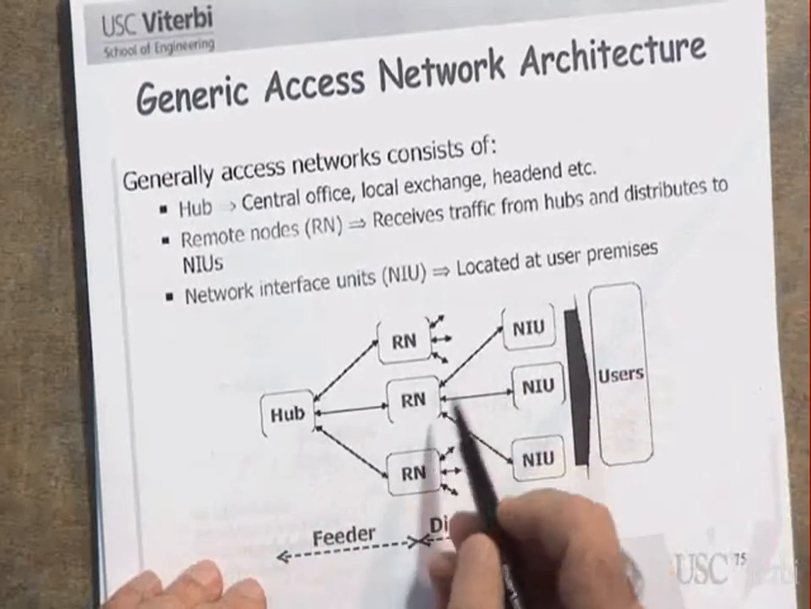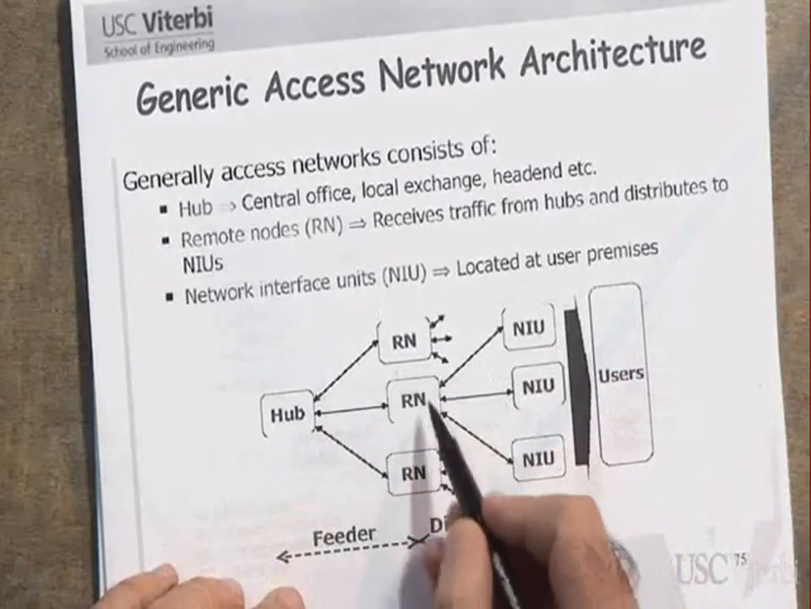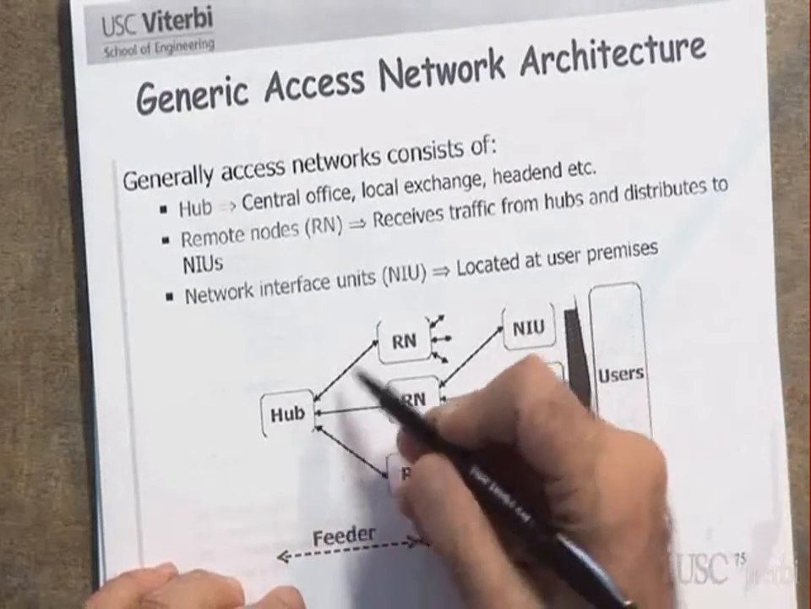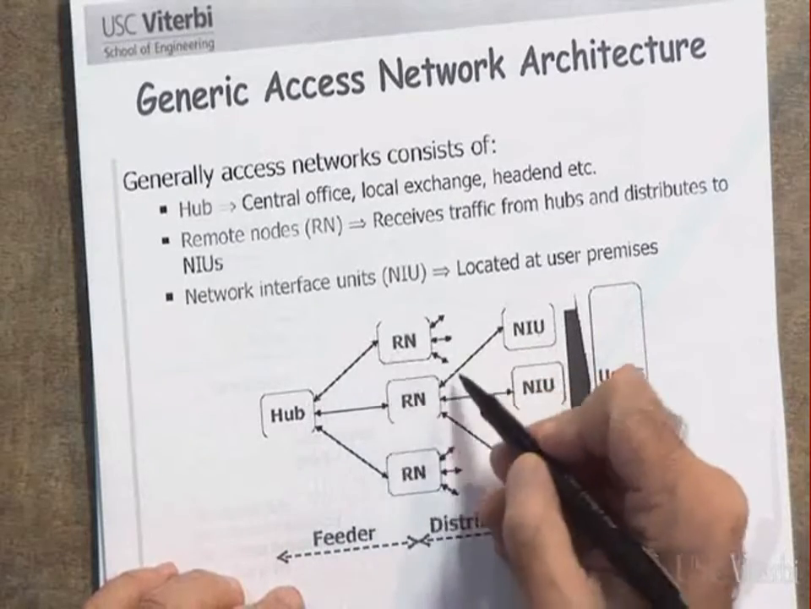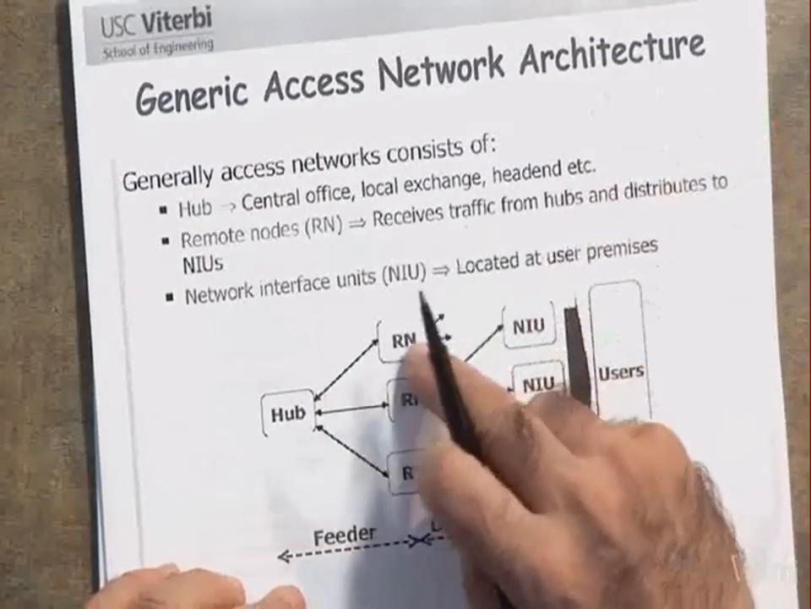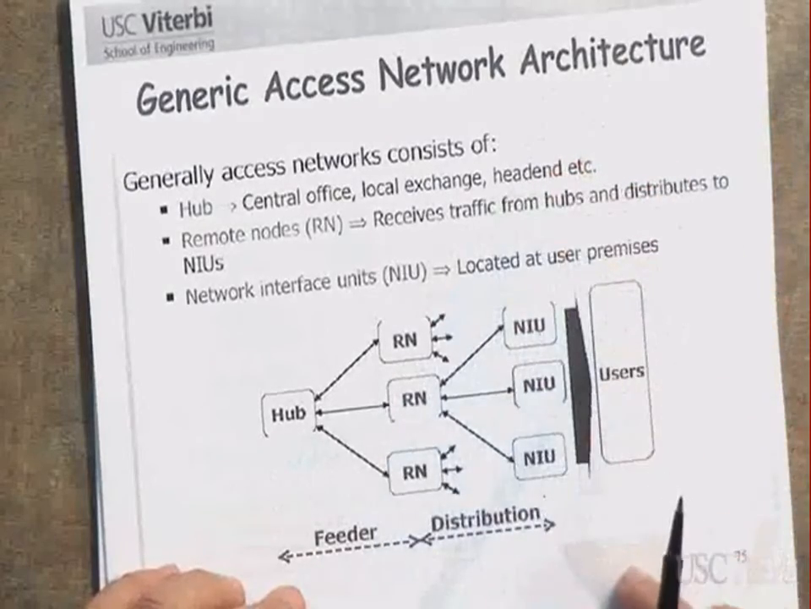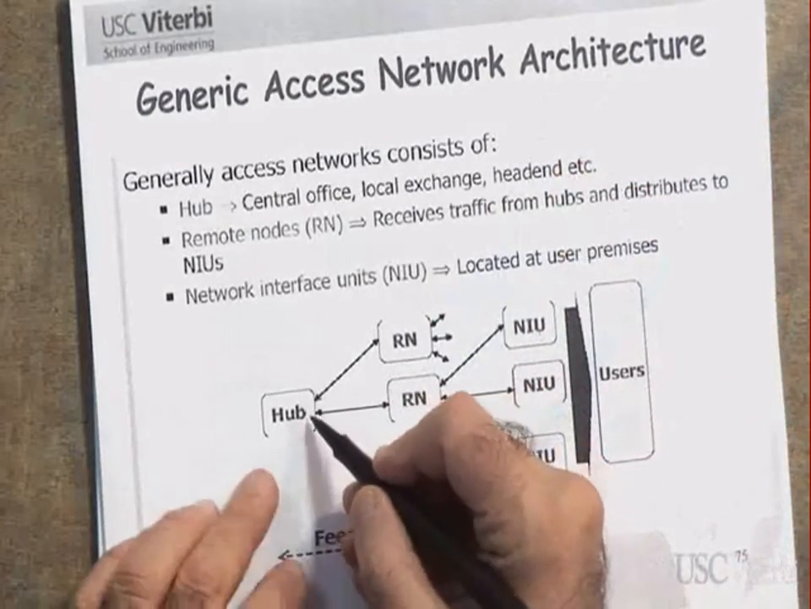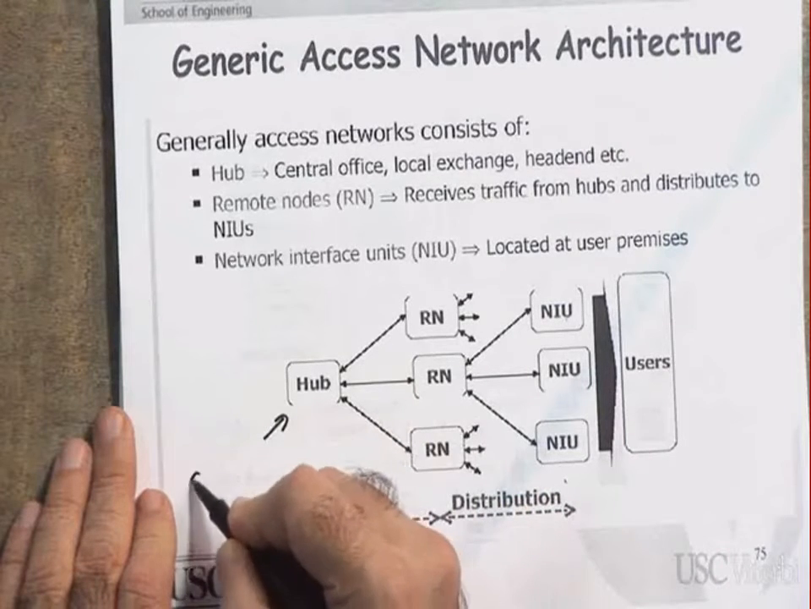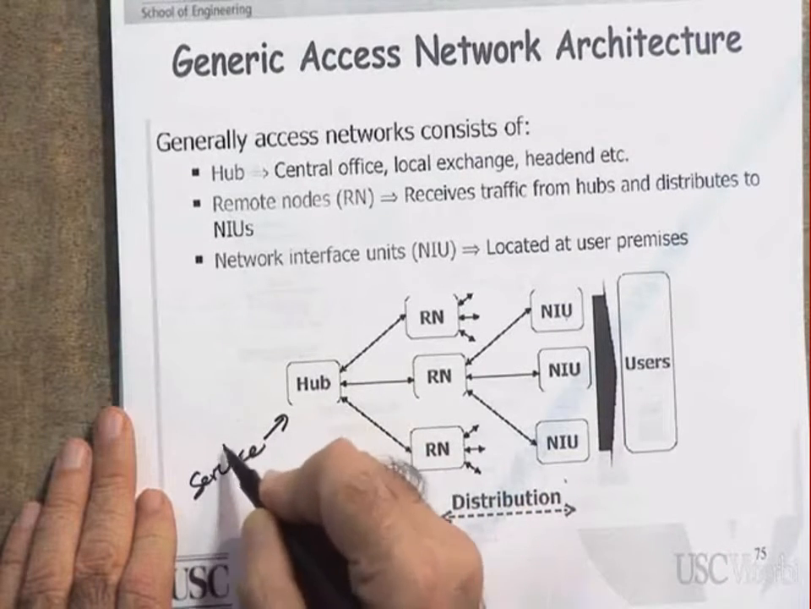Okay, then we do have remote nodes. These are remote nodes that collect traffic from the hubs and deliver it to all the users all over the place. So you do have, from the hub, where this is the central office, this is in the central office, the service provider.